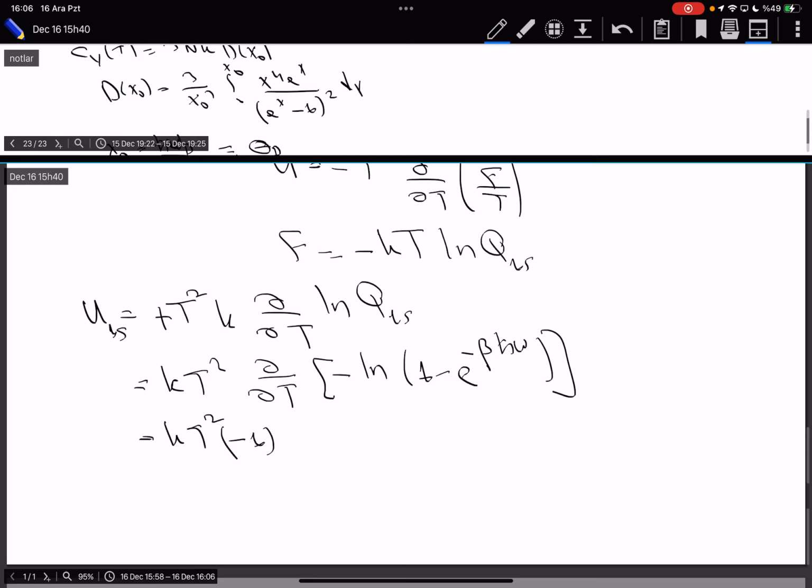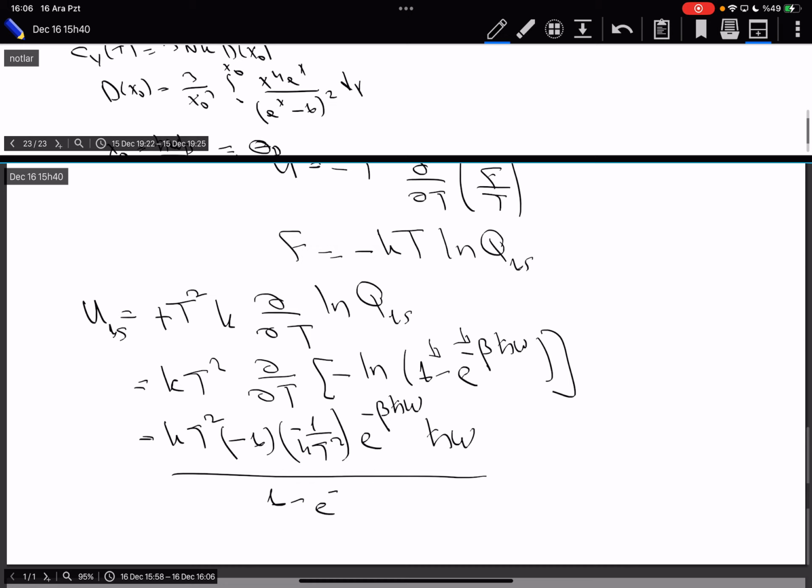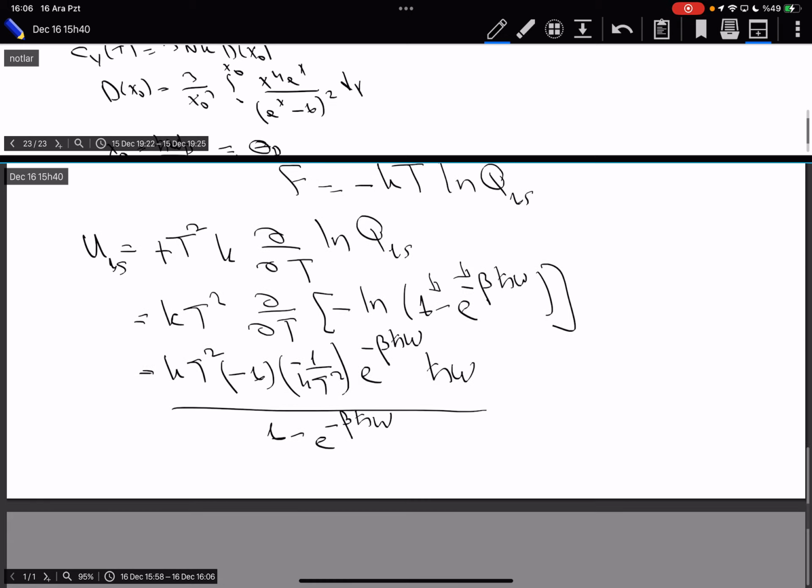I need to take the derivative of the inside of the logarithm with respect to T. There is a minus 1 over here, another minus 1 over here, and they will cancel, but the derivative of beta with respect to T will bring another minus 1 over kT squared, times e to the power minus beta h bar omega, divided by 1 minus e to the power minus beta h bar omega. The kT squared cancel, the minus 1s cancel. This is h bar omega times 1 over e to the power beta h bar omega minus 1.